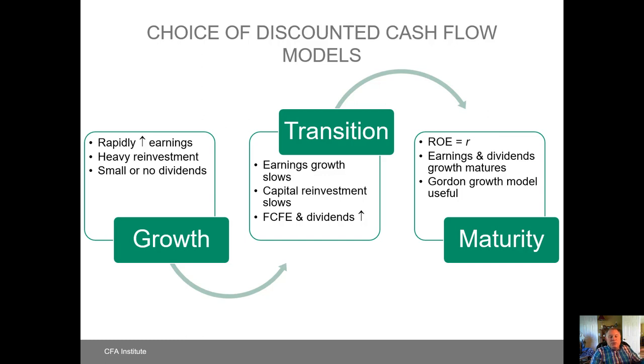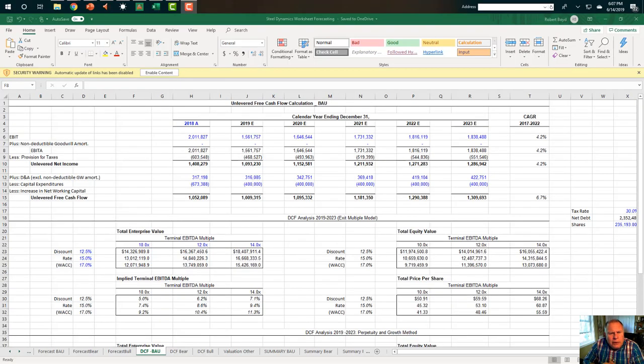So this is when we sort of look at it in different ways. Companies have a life cycle: growth, transition, and maturity. So when we're looking at growth and transition, we're using free cash flow. Okay? As we move into the end of the transitionary period, into maturity, what we're then going to look at is the Gordon growth model. Let's now take a look at how this works.